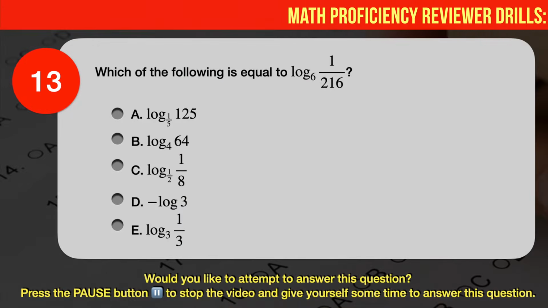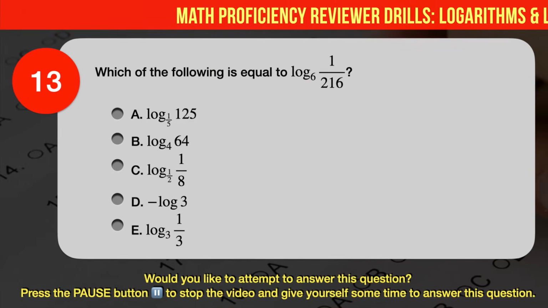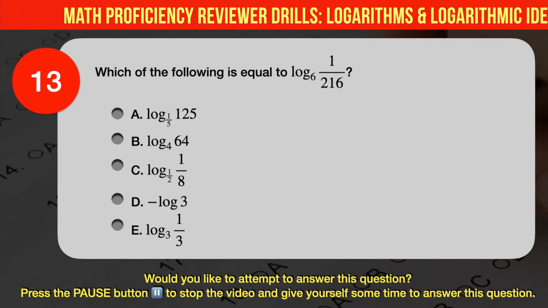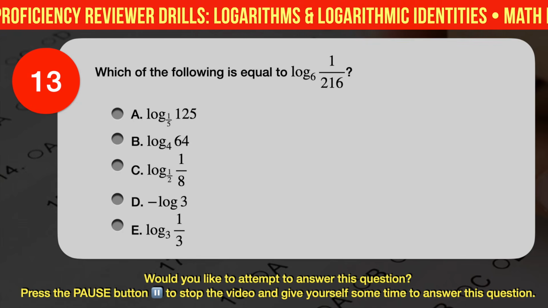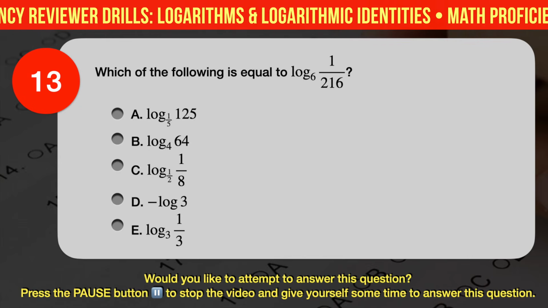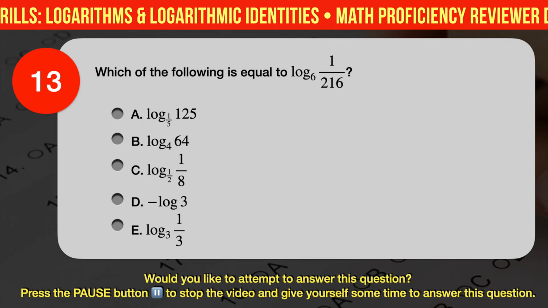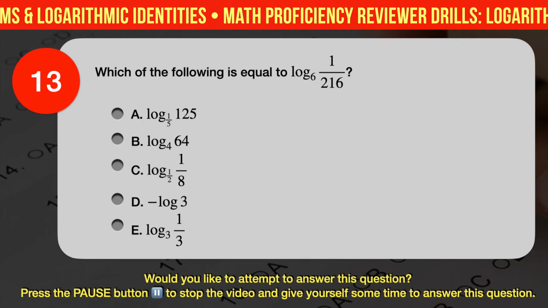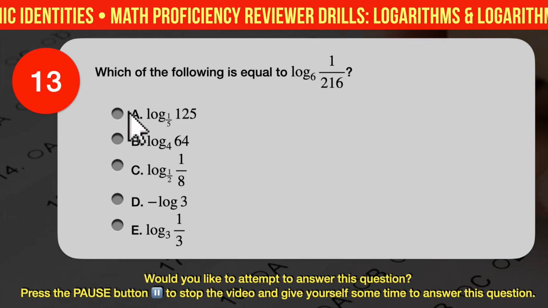Drill question number 13. Which of the following is equal to logarithm base 6 of 1 over 216? A. Logarithm base 1/5 of 125. B. Logarithm base 4 of 64. C. Logarithm base 1/2 of 1/8. D. Minus logarithm of 3. E. Logarithm base 3 of 1/3. The correct answer is A.